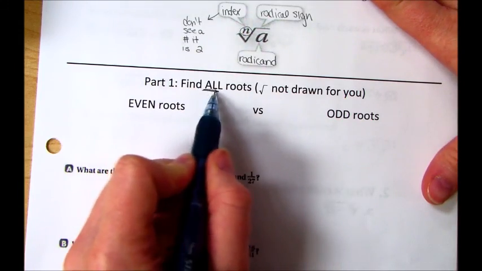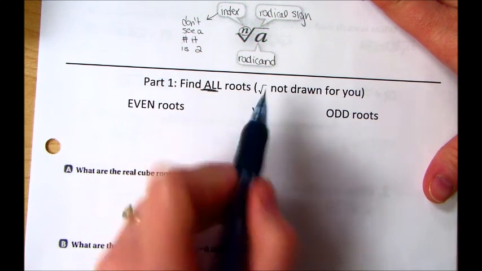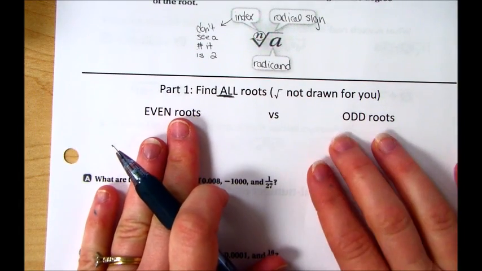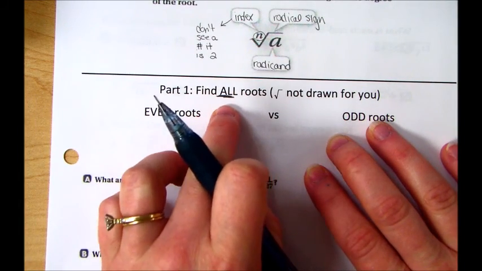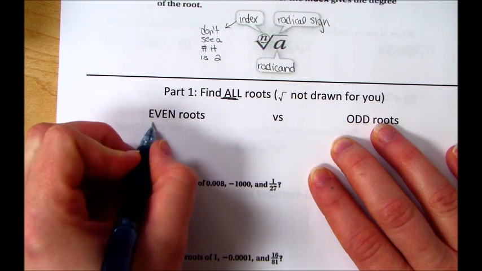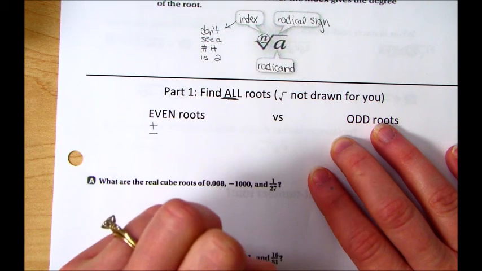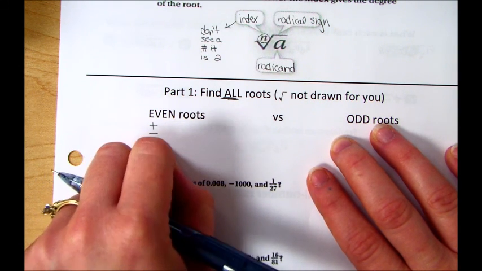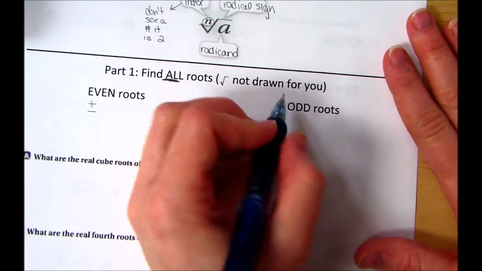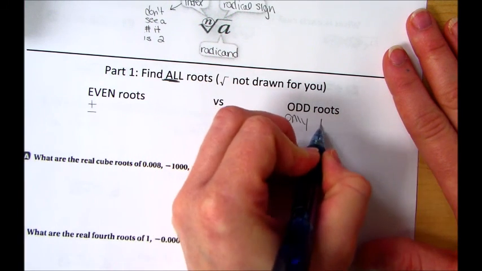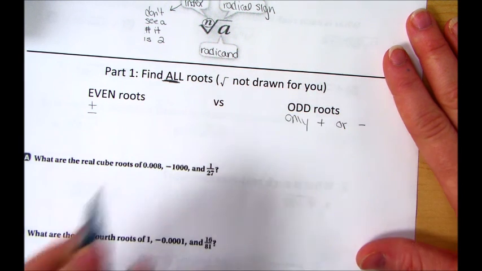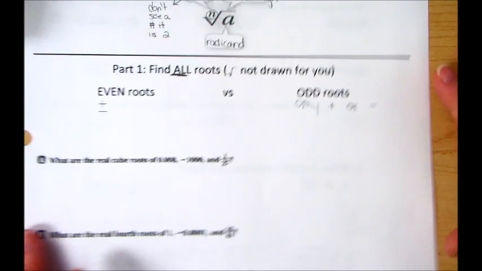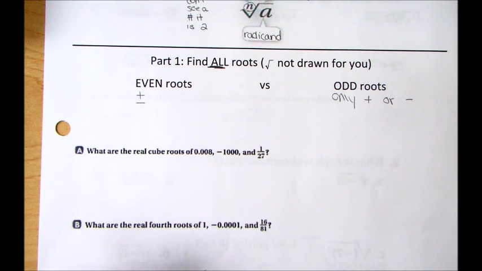If it says to find all roots, the square root will not be drawn for you. So, there's a big difference between even roots and odd roots. If the directions say all roots, you will have positive answers and negative answers. So with even roots, you will have positives and negatives. Odd roots, you will only have positive or negative. You don't use plus and minus for odd roots. Let's see if that's enough to get us started.